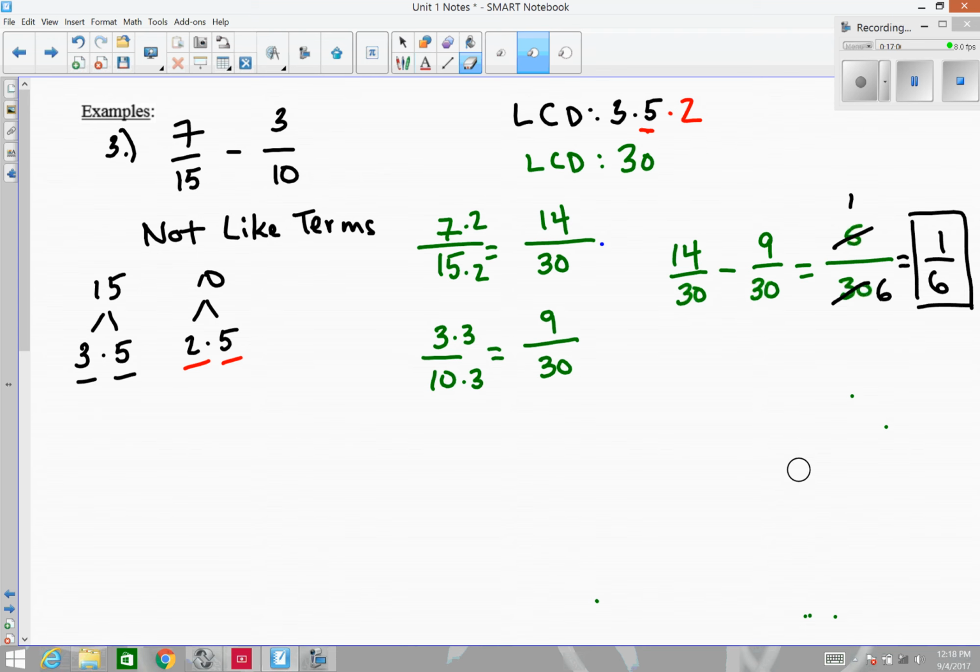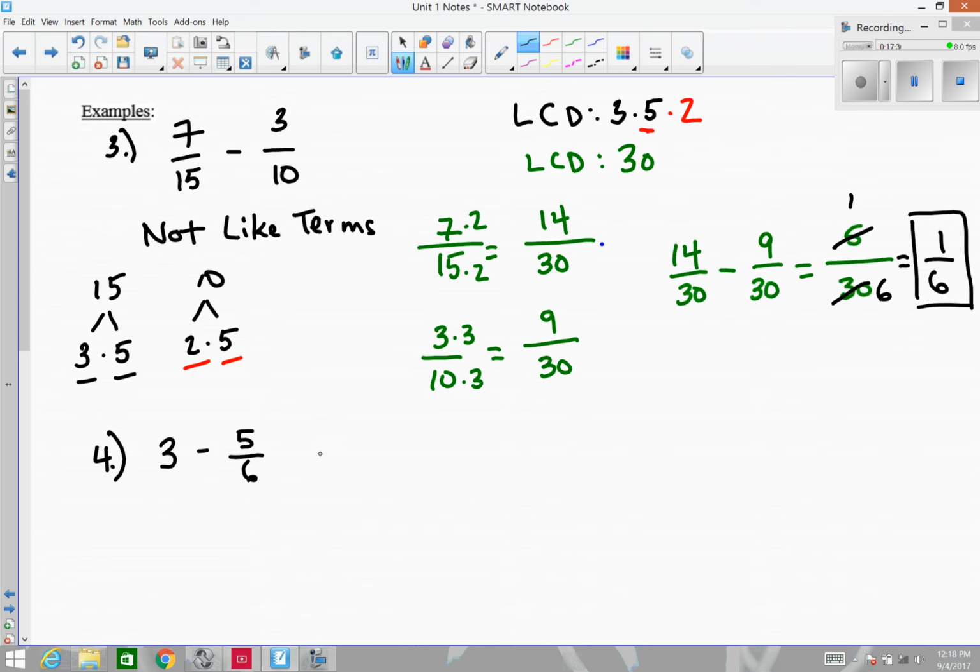Alright, let's look at one last example here. And we're going to make this a little bit more complicated in that I'm going to combine a couple of things. Actually, we're going to do 2 more examples, so 4 and 5. Let's go and take example number 4. Going to make this a whole number, 3 minus 5/6.